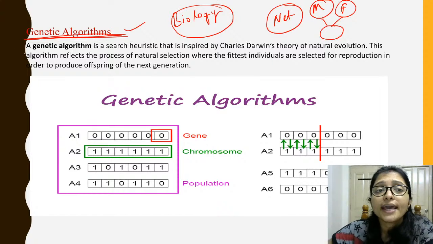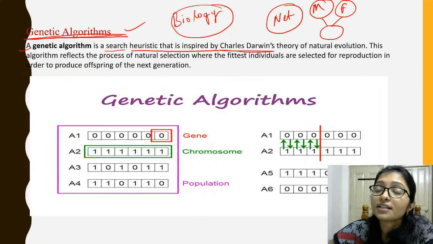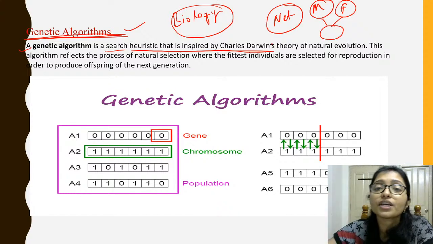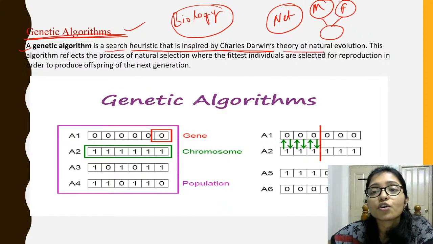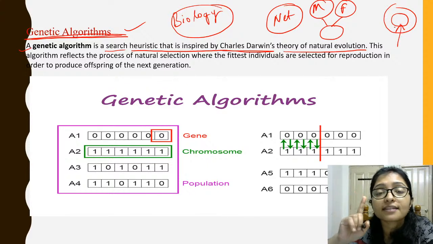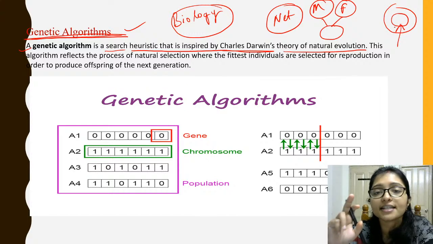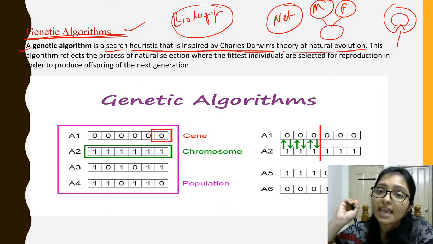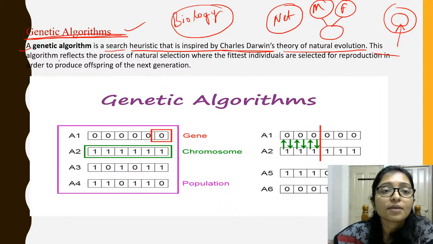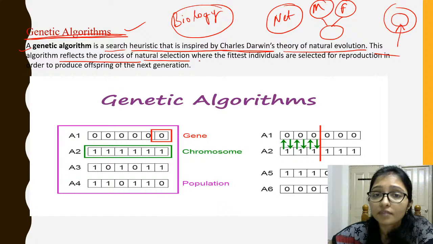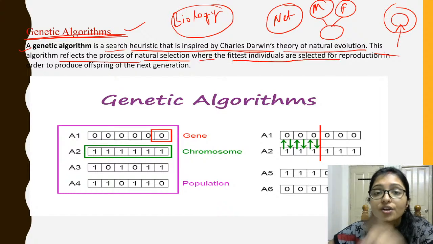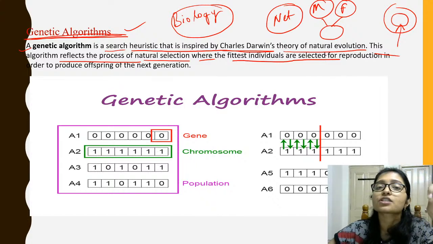A genetic algorithm is a heuristic that is inspired by Charles Darwin's theory of natural evolution, which we have learned in biology, right? We have learned natural evolution: many chromosomes come, but we select the fittest chromosome, and only that one forms the pair. The same thing is going on here: this algorithm reflects the process of natural selection, where the fittest individuals are selected. Only the fittest chromosome will be selected.